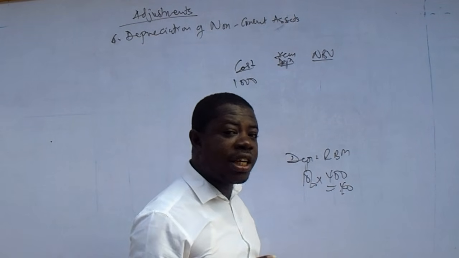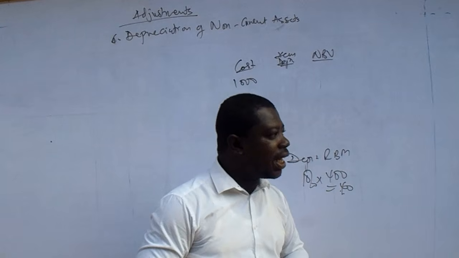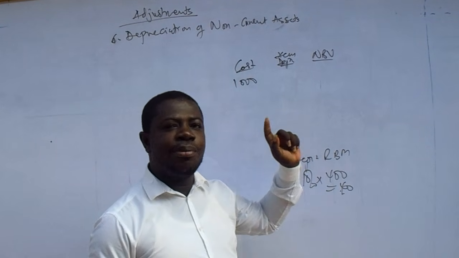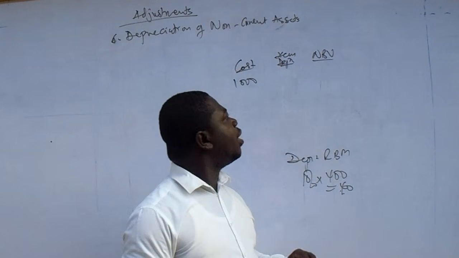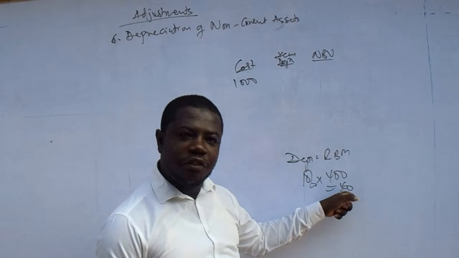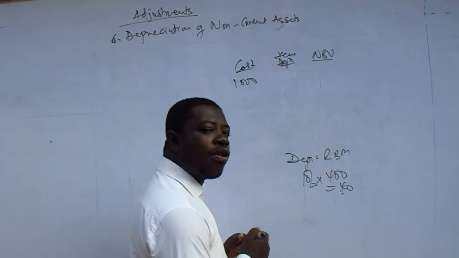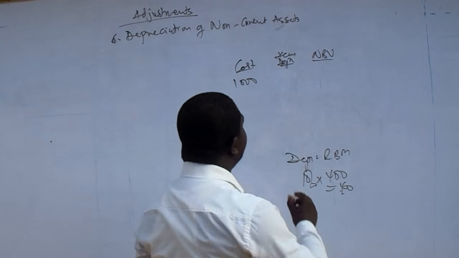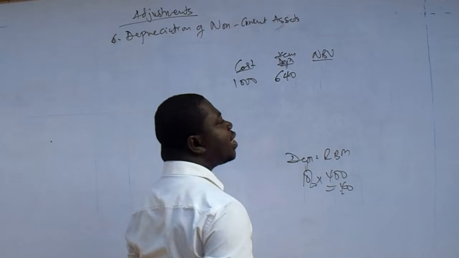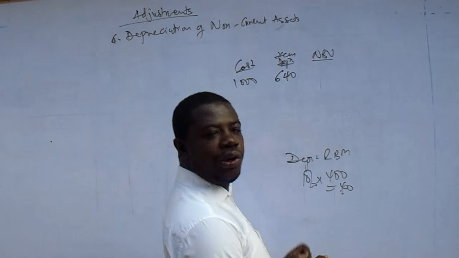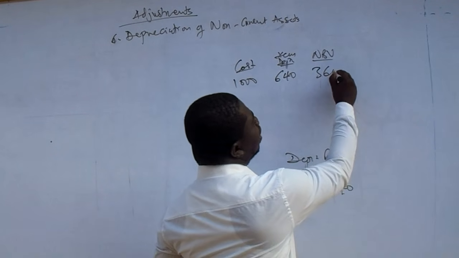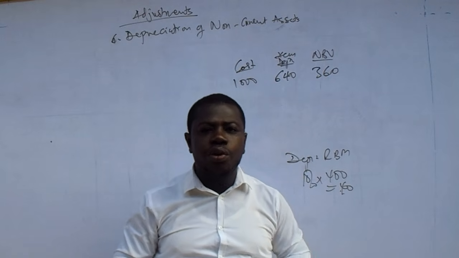But this is where most of us default, that there is already an accumulated depreciation of 600. That one is already here. So if you are taking 40 as accumulated depreciation, then you are going to add it to the already existing accumulated depreciation. So this place is going to be 640, which is going to reduce the asset value to 360. That is basically how we are going to look at it.